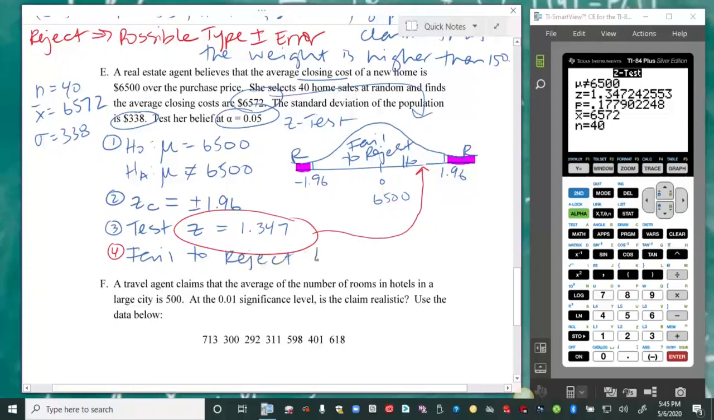It's close enough to the null hypothesis, kind of what we would have guessed, right? 6572 doesn't seem that far off, especially with a pretty big standard deviation. Definitely less than 2 standard deviations away. So we fail to reject the null hypothesis.